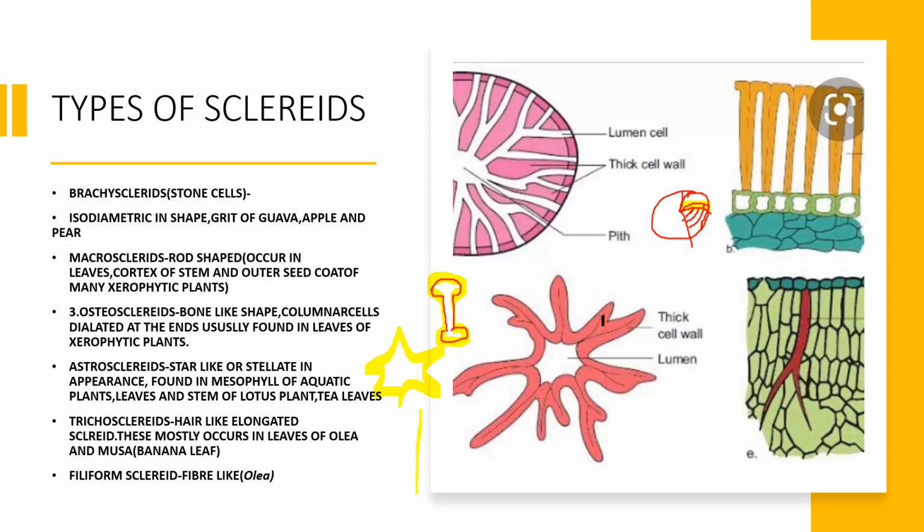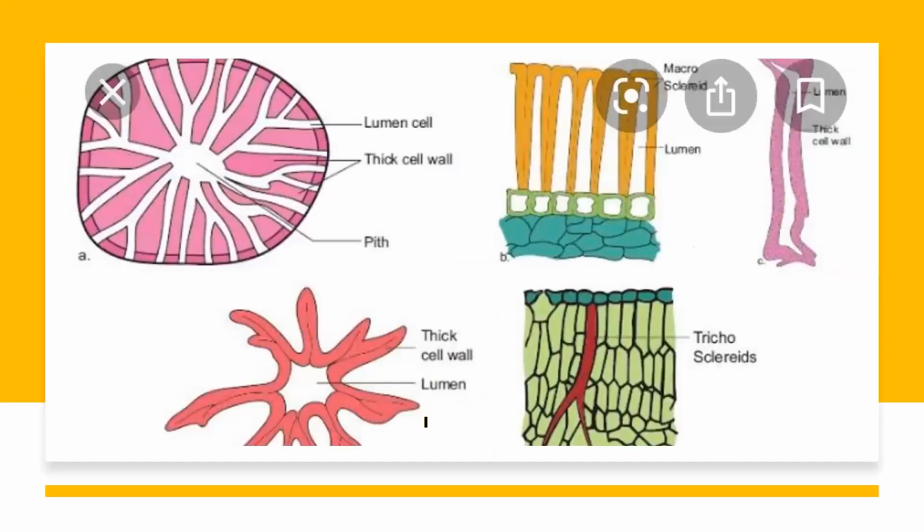So these are brachysclereids. If they are star shaped, asterosclereids, and if they are rod shaped, macrosclereids, and if they are hair-like, elongated, these are trichosclereids. If they are thread-like, fiber-like, they are filiform sclereids found in Olea. Again, we can see this is the brachysclereid. This is rod shaped, macrosclereid. This is bone-like, osteosclereid. This is star-like, asterosclereid, and this is again branched and hair-like, trichosclereid. If we have a fiber-like one, then it is called filiform sclereid.